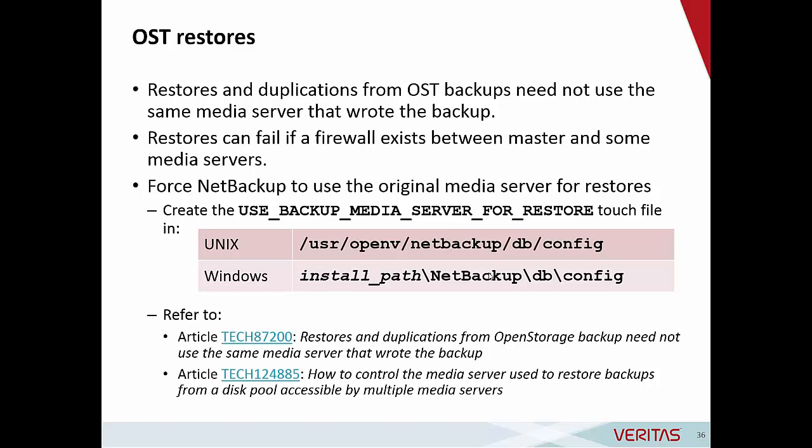But there can be some gotchas with this, especially because maybe I have multiple media servers associated with the pool, but I've got some firewall configurations where not all of these media servers can see every client. So it may be necessary to create the touch file referenced on the slide here, USE_BACKUP_MEDIA_SERVER_FOR_RESTORE, to force disk pools to behave the same way other types of restores behave in NetBackup, so that the original media server does the restore.